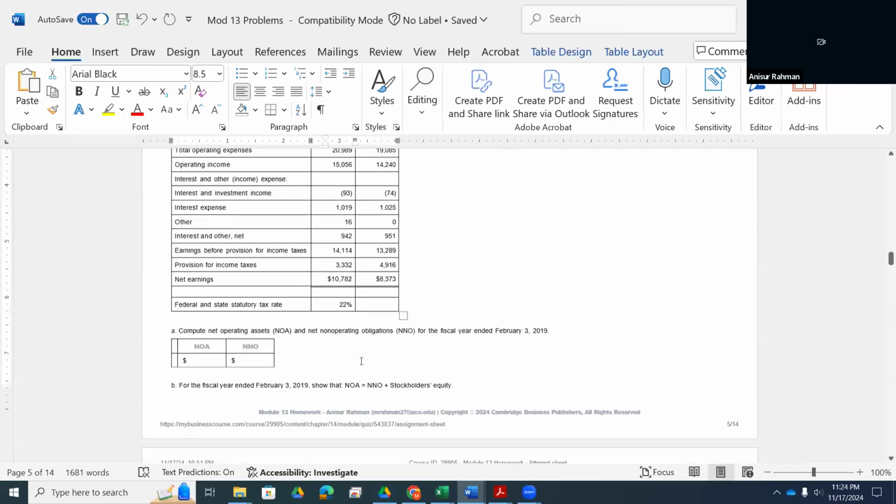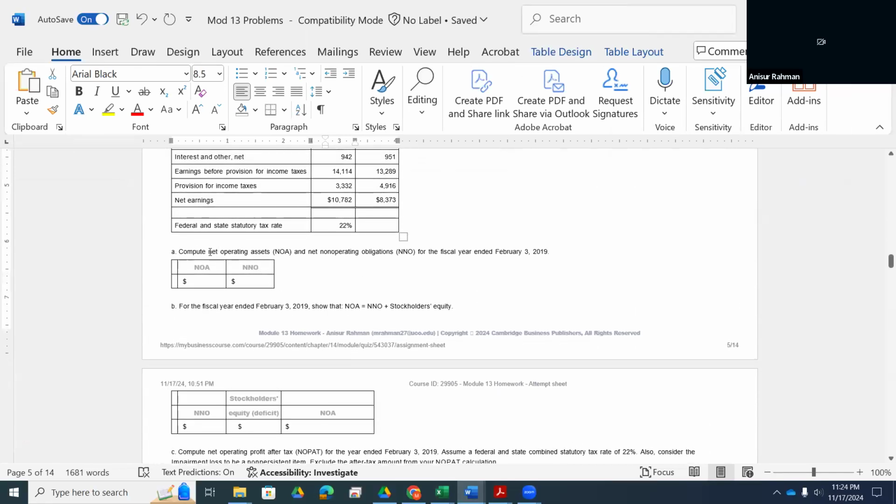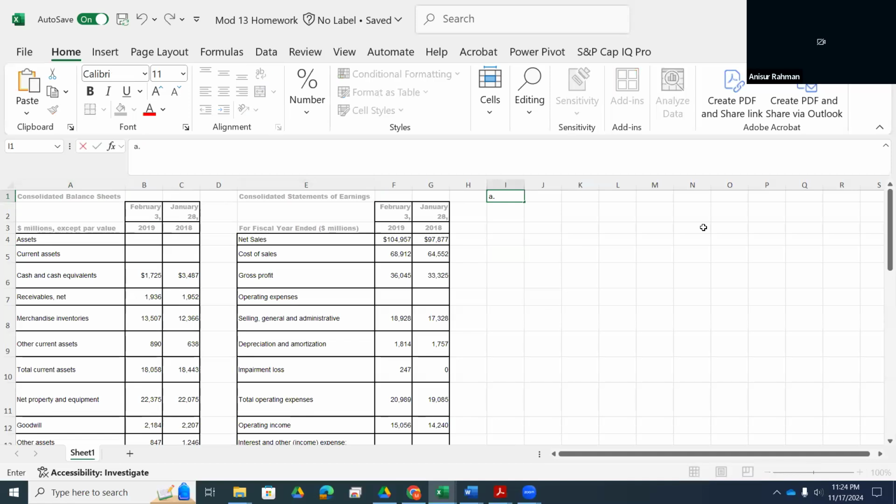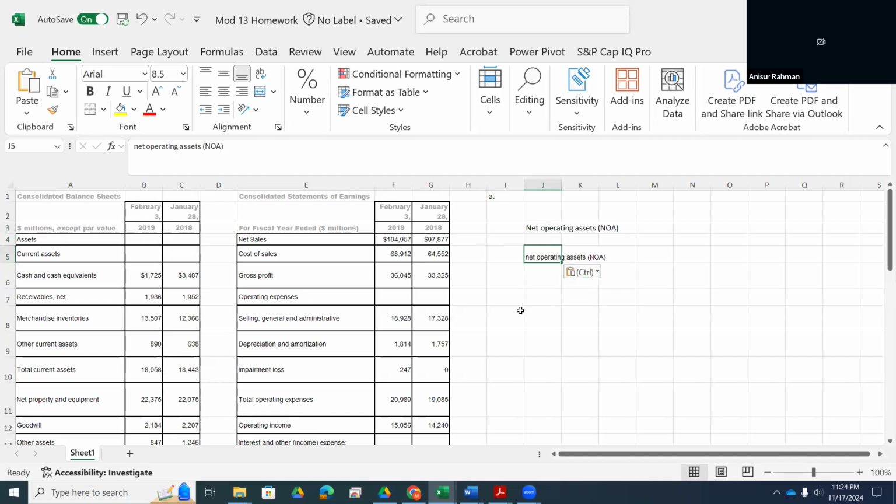What we have to find out first is we have to calculate net operating assets. So A, you have to find out net operating assets. I already copied it, so I can double click on this and Control V, paste it. This will paste only the text, excluding the formatting. If I directly paste on a cell, for example here, sometimes the formatting will not look nice.